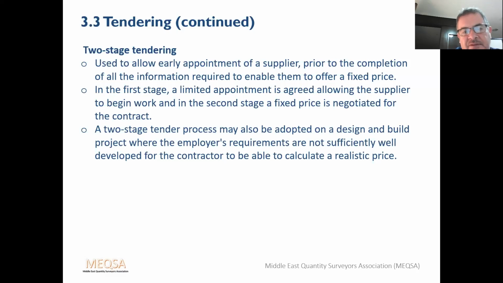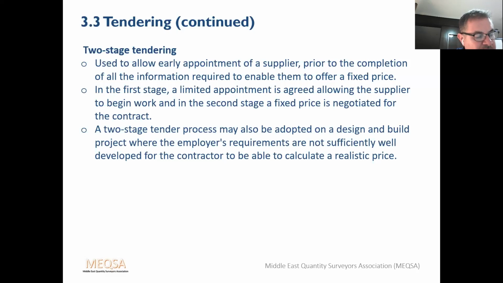For instance, this could be to do the enabling works, especially if it's a large project. It enables them to start clearing the site, perhaps doing the foundations, whatever. In the first stage, a limited appointment is agreed, allowing the contractor or supplier to begin work. And in the second stage, a fixed price is negotiated for the contract.